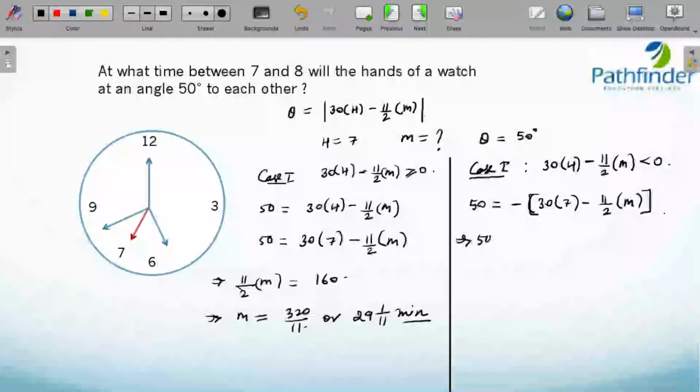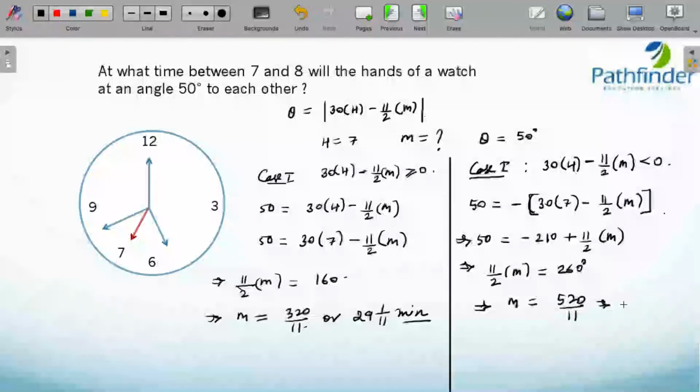So what do you get now? Which means 50 is equal to minus 210 plus 11 by 2 times m. If you simplify this, you will get 11 by 2 times m as equal to 260 degrees. So m is equal to, what is the value of m? 520 divided by 11, which means m is equal to 47 3 by 11 minutes past 7.